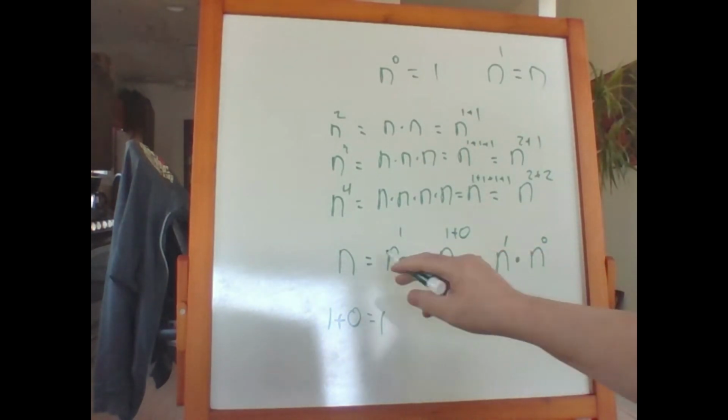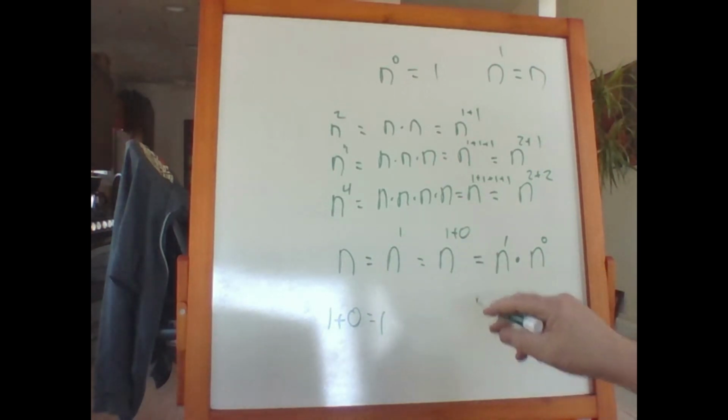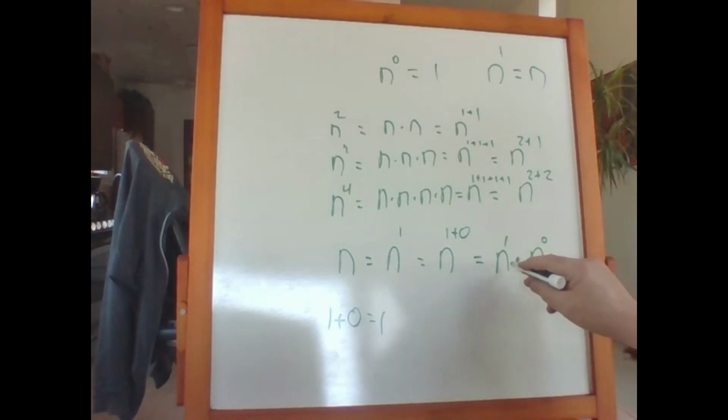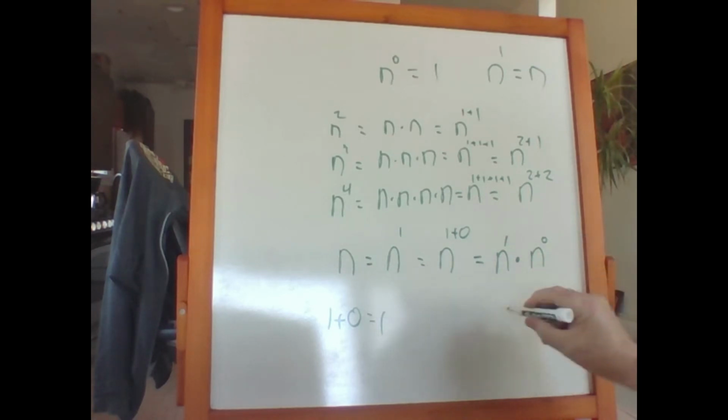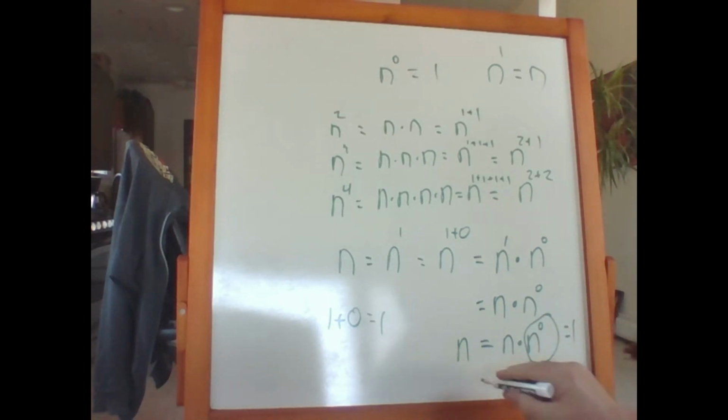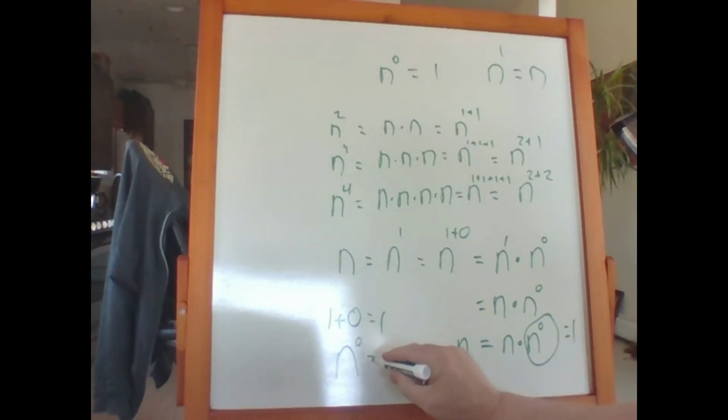Well, if we have n to the 1, it is the same as n to the 1 plus 0, because 1 plus 0 is equal to 1. And that means that we have n to the 1 times n raised to the 0, which is then n times n to the 0. And for this to make any sense at all, for n equals n to the 0 times n, this has to be equal to 1. So n to the 0 equals 1. So that's a demonstration of why n to the 0 is 1.